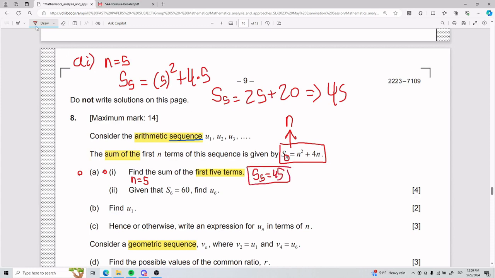Now let me put this in red, okay? Just so that, actually that looks very ugly. So let's put that in blue to remember that this was my final answer for part A I.